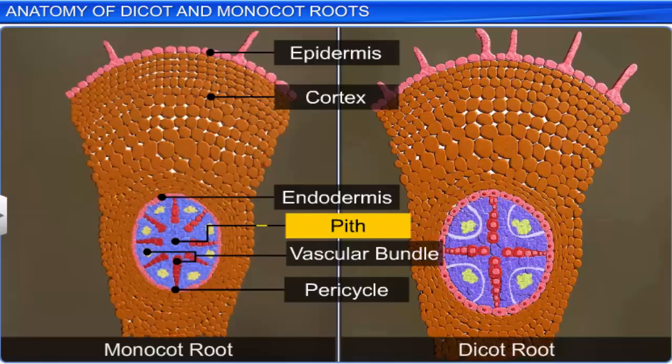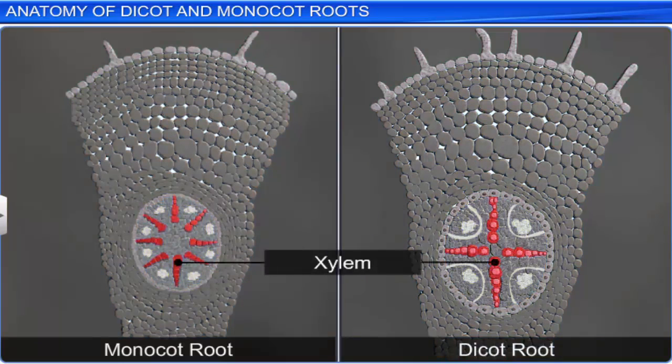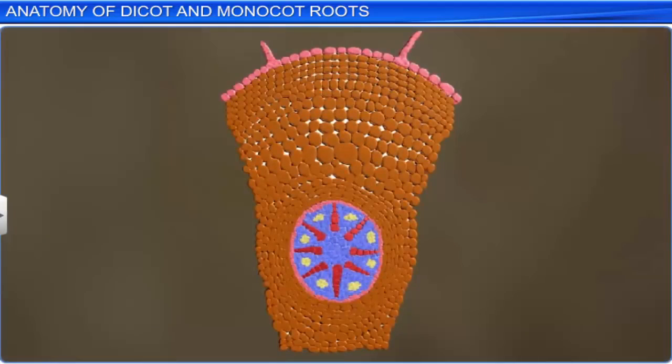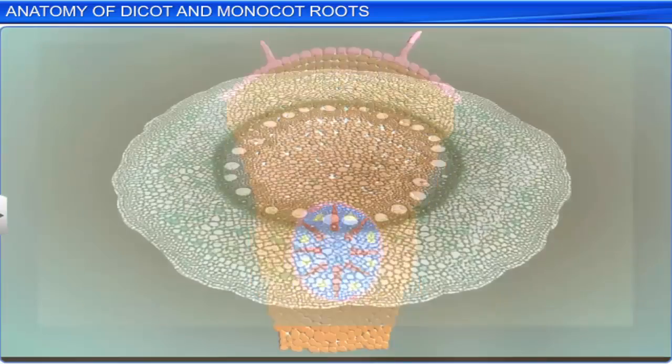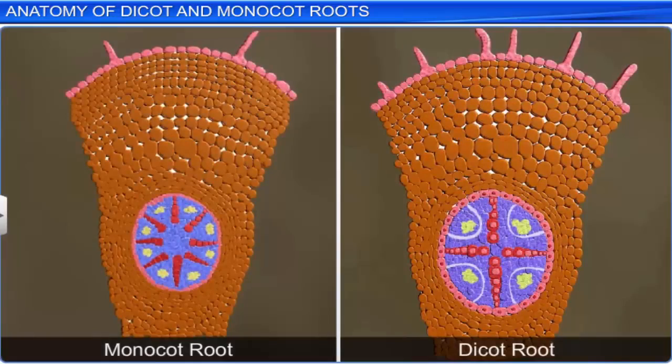However, there are some differences. The monocot root can have many xylem bundles, whereas the dicot root does not have quite as many. Moreover, in a monocot root, the pith is well developed. Although dicot and monocot roots have some structural similarities, they differ in the number of xylem bundles and size of the pith and cortex.